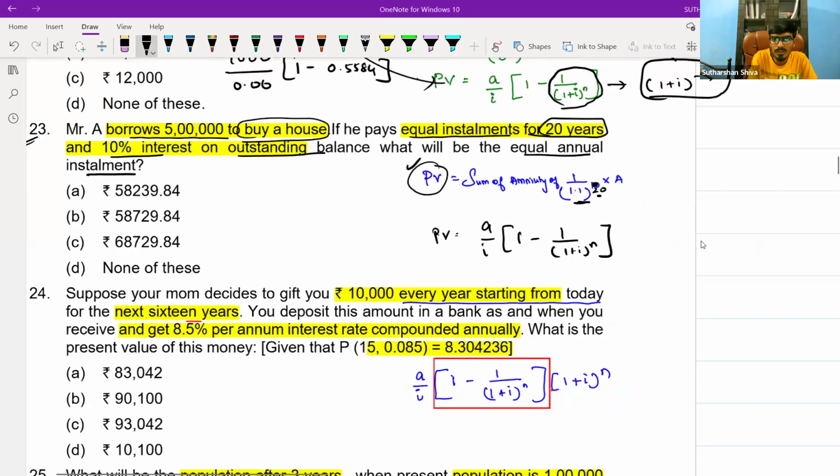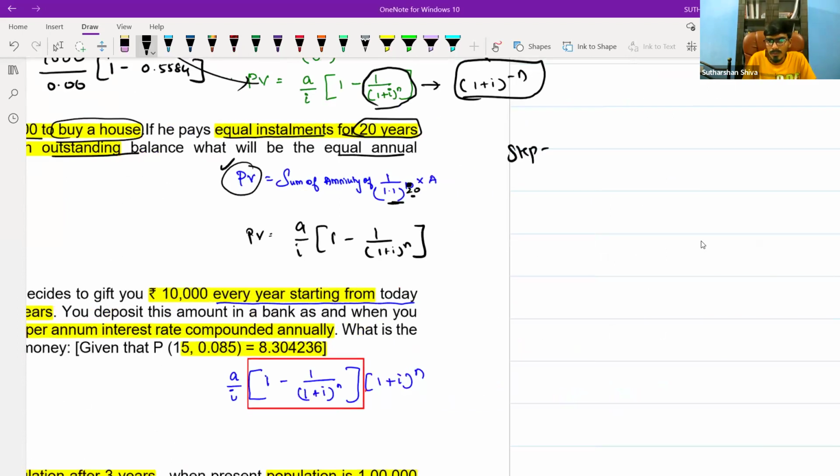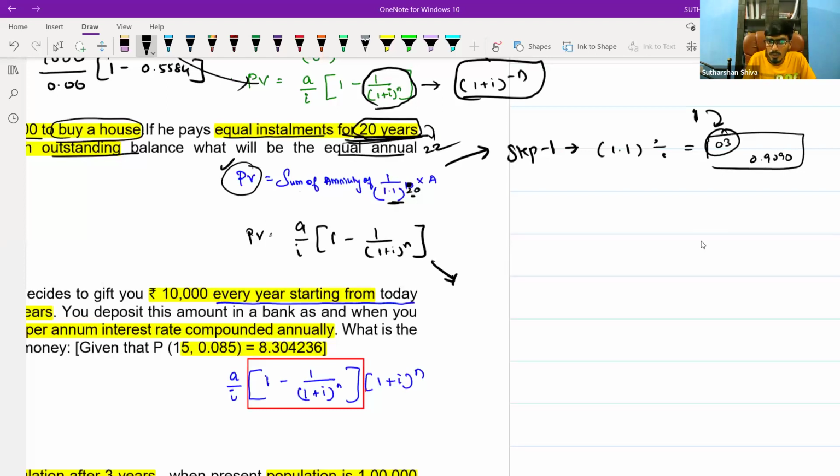If I want to do, I will still do it for you. Step number 1, we will go with this formula, and again I will also explain this formula. Step number 1, the formula is the sum of annuity of 1 divided by 1 plus i whole power 20. So you will take 1.1 divided by equal to. If you do it, it will show you 0.9090. I have done only one time. 1 divided by 1.1 only I have done. For that, it is showing 3 in the corner. But I need how many years? For 1 year it is showing 3, which means for 20 years it needs to show 22 times.